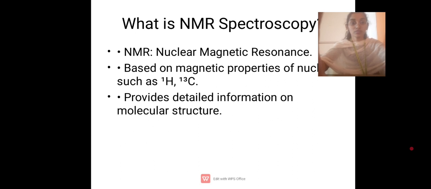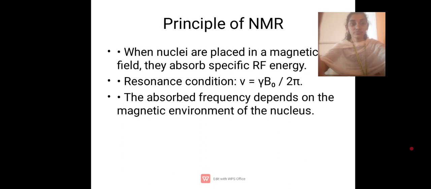What is NMR spectroscopy? NMR spectroscopy is nuclear magnetic resonance, based on magnetic properties of nuclei such as hydrogen and carbon. It provides detailed information on molecular structure.